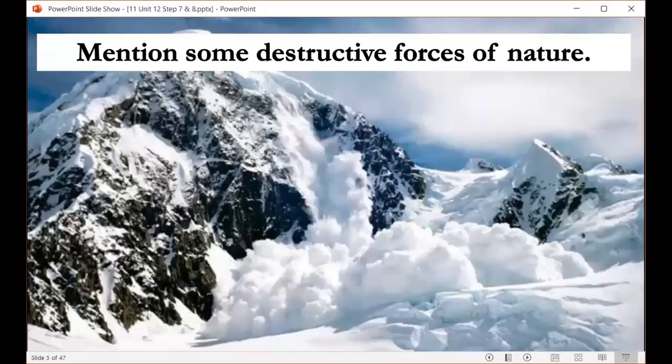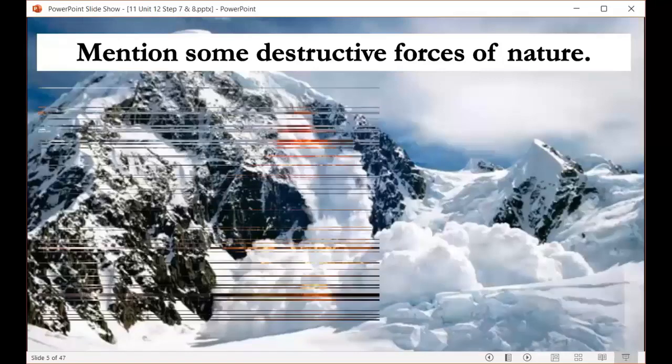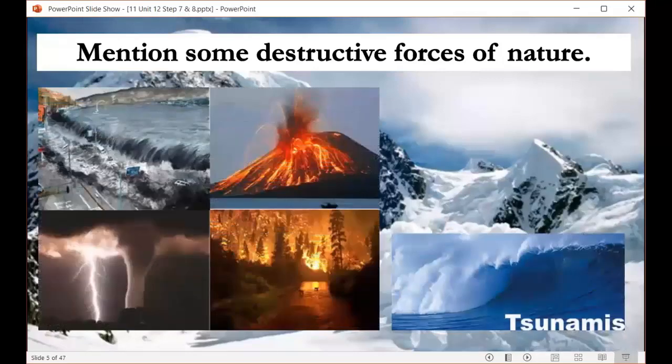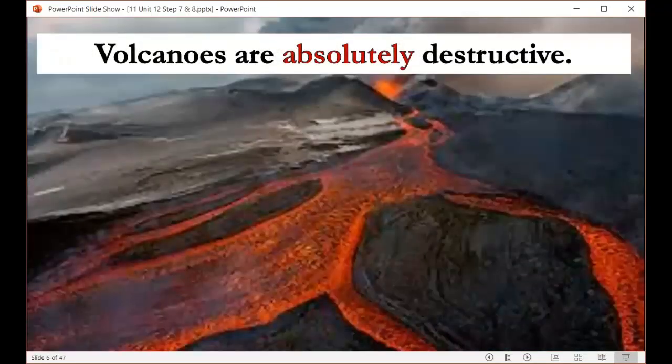Now, can you mention some destructive forces of nature? We studied them before. Yeah, of course, we have volcanoes, tsunamis, earthquakes, and so on. That's only to remind you of the title of the unit. Now, let's study some new vocabulary.